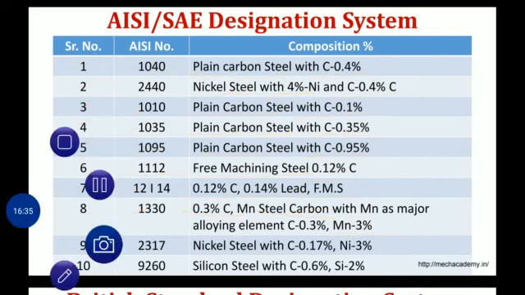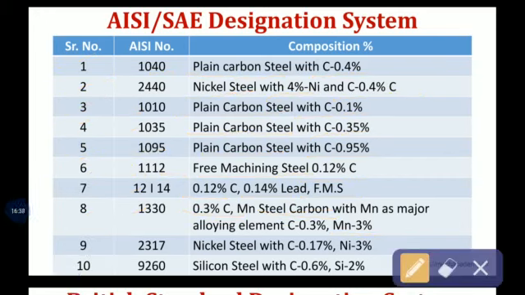Now the next example, number 9, is 2317. What does 2317 mean? 2 is nickel steel, 3 is the nickel percentage of 3%, and 17 means the carbon percentage is 0.17. Now the number 10 example is 9260. What does 9260 mean? 9 means silicon steel, 2 means silicon percentage is 2%, and 60 means the carbon percentage is 0.6%. So like this is the AISI and SAE designation system. Both designation systems have the same method to designate the steels. Correct.